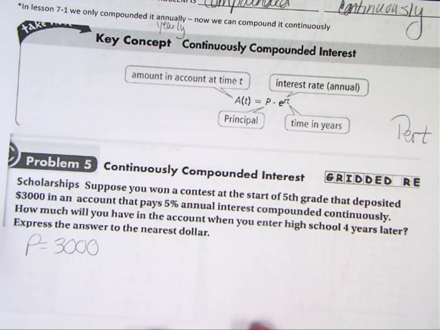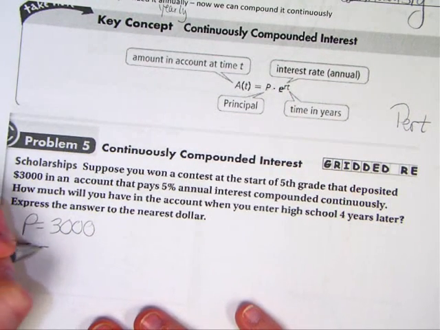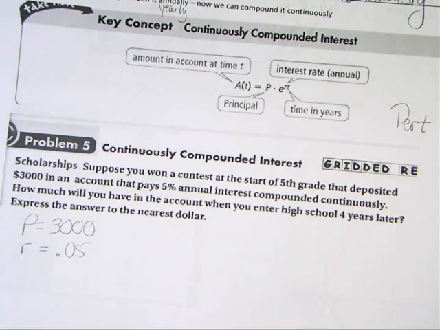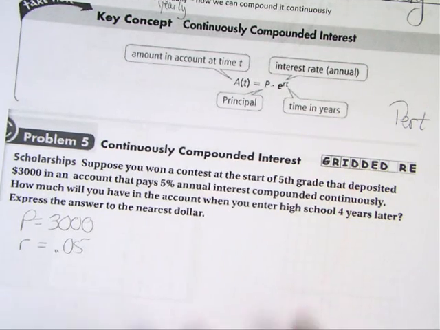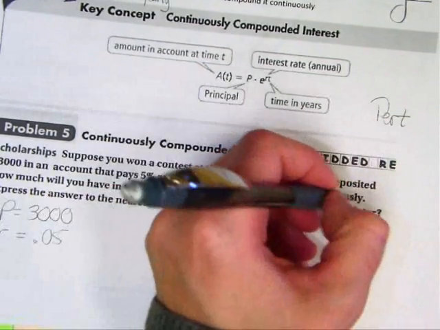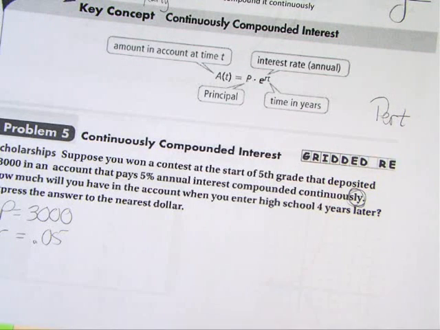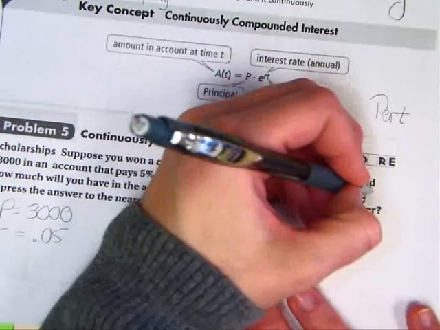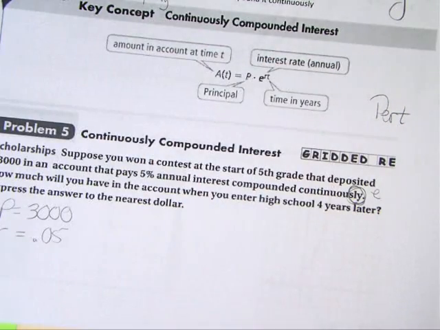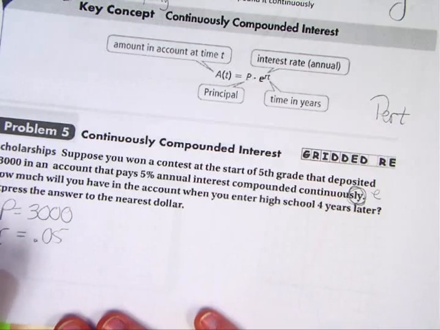You put in an account, and the account pays 5%. That's your rate. Make it a decimal, 0.05. And it's compounded continuously. Here you go, you ready for a silly little rhyme? Continuously use e. I'll say it again. Continuously use e. That tells you that you're going to use e. How much will you have after 4 years?